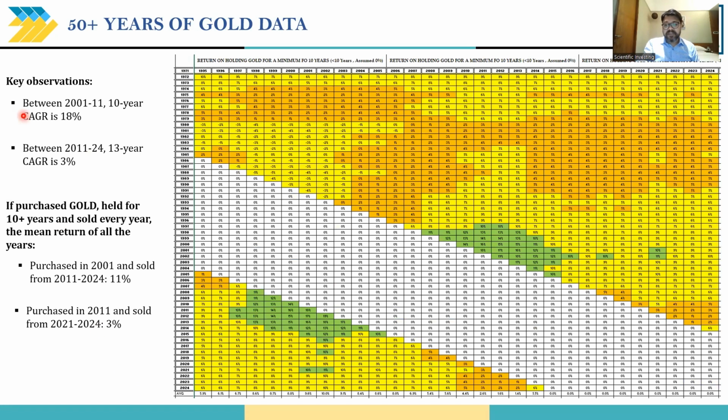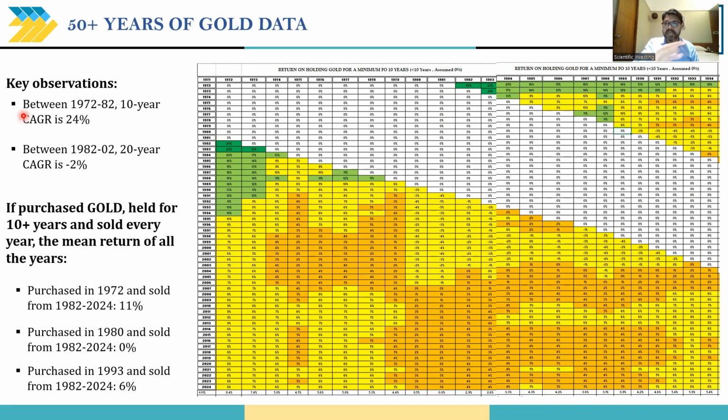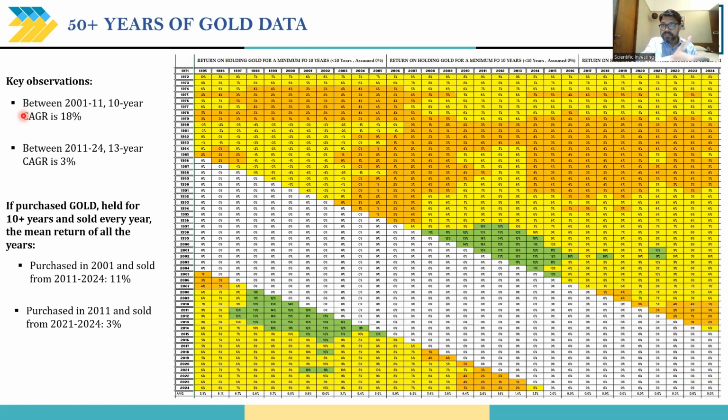Now, 1972 to 82 was a great period for gold. 82 to 2002 was a very bad period for gold. Again, the 2001 to 11 cycle was a very good return for gold, 18% CAGR for this 10 years. So almost 24% CAGR in the decade of 72 to 82, then 20 years with no return, again 2001 to 11 an 18% return, and 2011 to 2024 right now, just 3% CAGR.